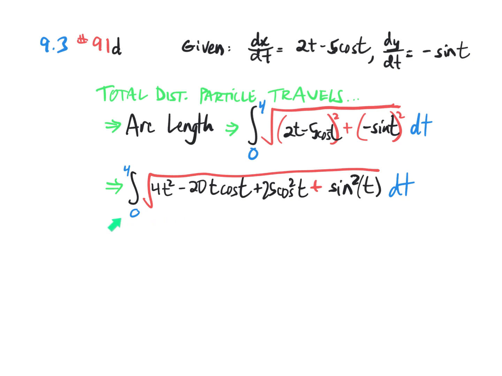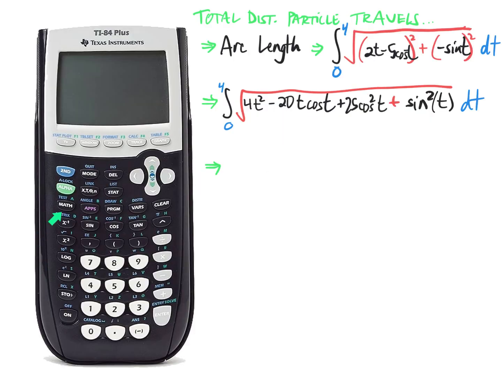So make sure you know how to calculate definite integrals with your graphing calculator. Recall, first you'll hit this math key and choose choice 9, function integral. Then you'll see this screen. You'll need to fill in the limits of integration, the integrand, and the variable you're integrating with respect to.